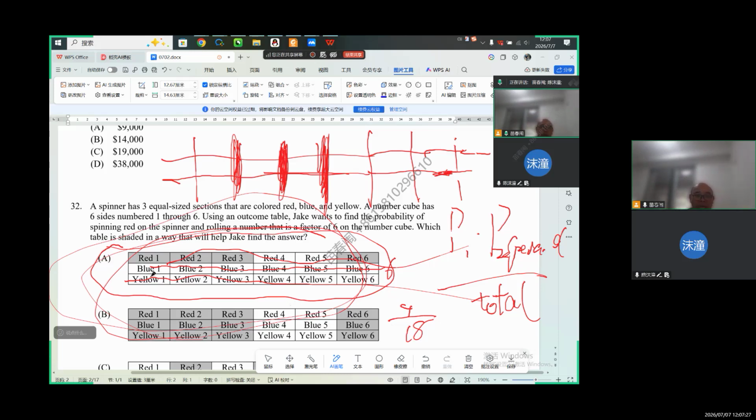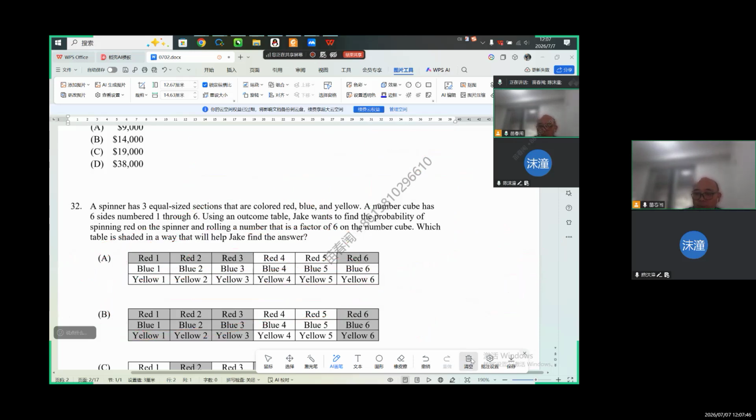Or you can use A: list all of it, a big, huge table with all the combinations, and see how many you have. 18. And then how many are red 1, red 2, red 3, red 6, right? 4 divided by 18. That is also okay. So the calculation is more like this: 4 over 18, so I can do the counting myself.